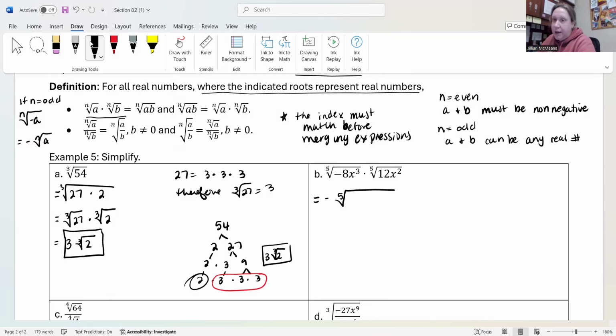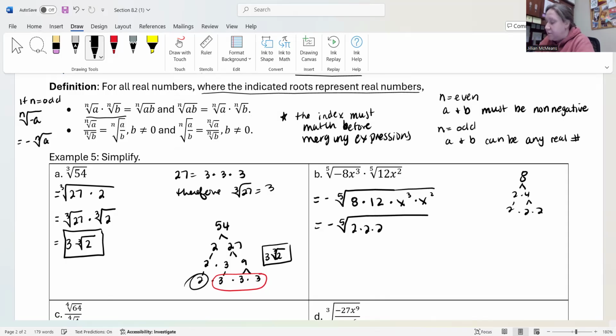So I'm going to go ahead and pull that negative out front just so I don't have to worry about it. And then I'm going to rewrite this as 8 times 12 times x to the third times x to the second. And remember, we're looking for groupings of 5 identical factors, okay? So let's start breaking down 8 and 12. Well, I know 8 is 2 times 4, but 4 is 2 times 2. So I know 8 can be written as 2 times 2 times 2.